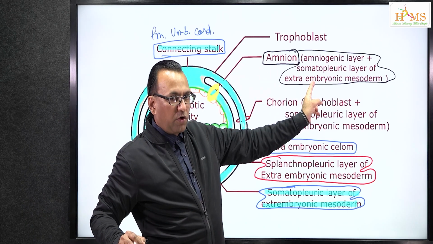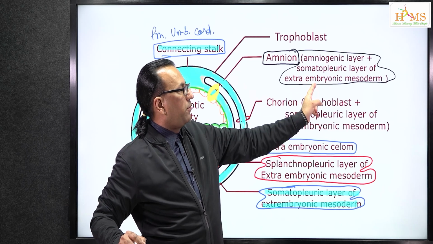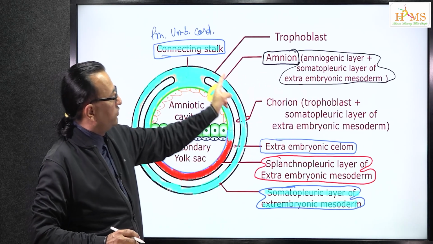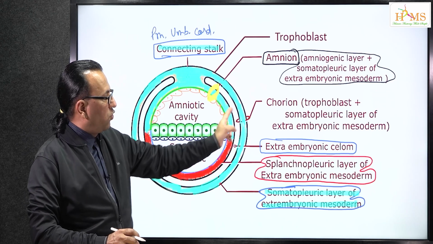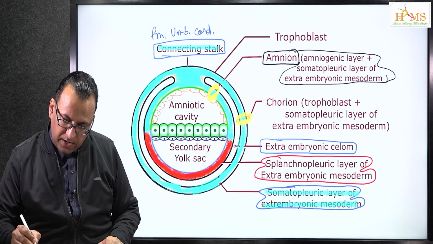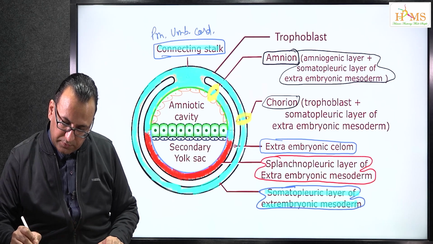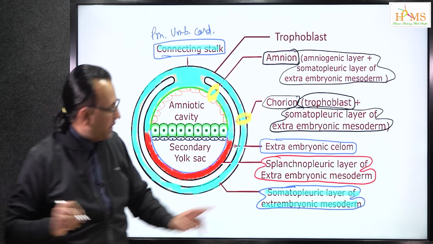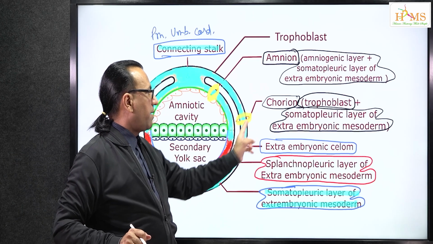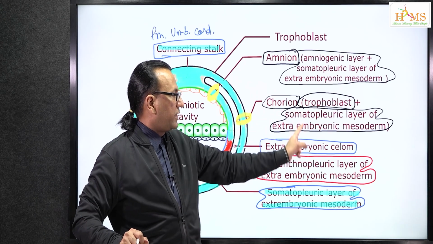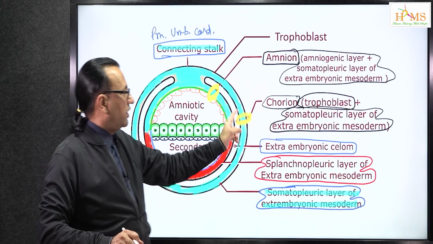Then what about the chorion? Chorion also has the somatopleuric layer of extraembryonic mesoderm, but it is on the outside. As you see here, this is the chorion. So what is chorion being contributed by? If you look at the chorion, it also has the somatopleuric layer of extraembryonic mesoderm, but along with that it additionally has the trophoblast. So when it comes to chorion, it is the outer membrane, and it has the somatopleuric layer of extraembryonic mesoderm along with the trophoblast.